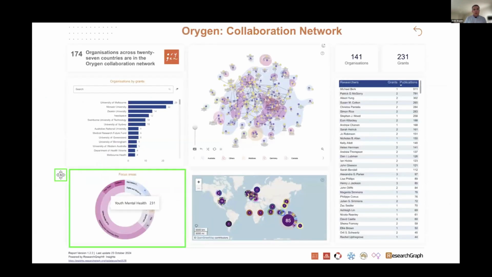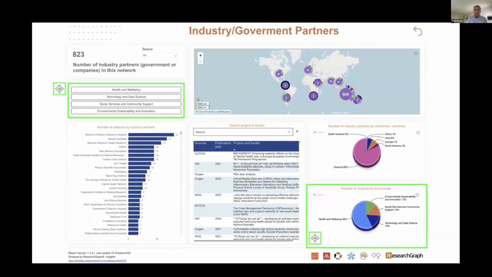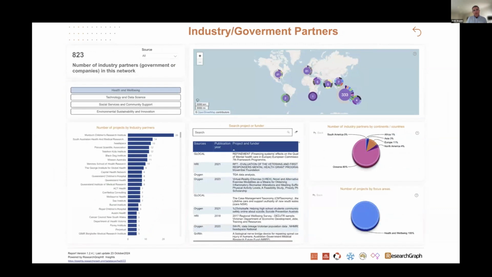Now, we have put these things into action of studying their collaboration network. Based on these criteria, those visualizations enable the function of filtering on a given topic and then looking at the global collaboration network on that topic. So this was the foundation for a lot of activities we have done.